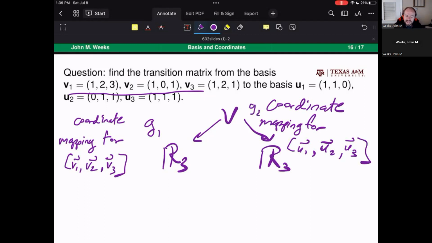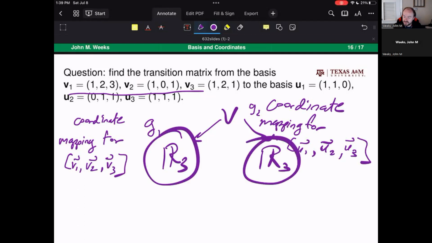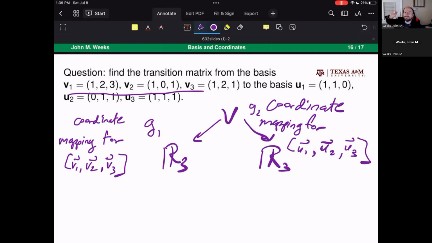Well, in order for me to get from this R3 to this R3, I need to be able to map G1 inverse through to G2. So the function I'm looking at, just like we were talking about before, is G2 composed to G1 inverse. Remember, we plug in G1 inverse first, right? And then whatever answer we get out of that function, we plug it in through to G2.